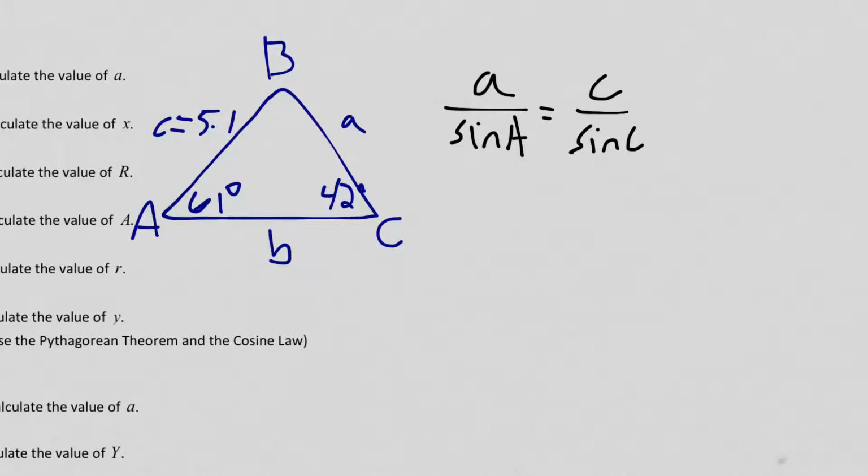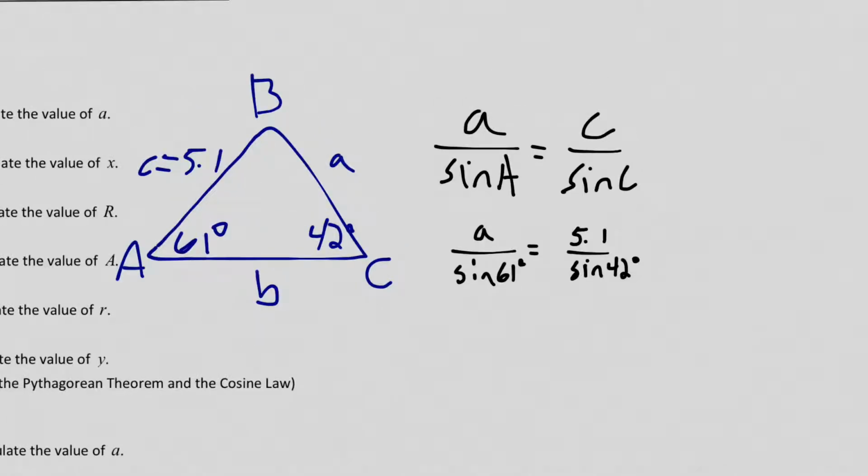The version of sine law I'll use is a over sine A is equal to c over sine C. The only thing that's important here for lining this up is to make sure that the known side and angle, the matching pair that you know, are together on one side of the proportion. Next, I fill in the information that I know. What I have is a divided by sine of angle A, which is 61, and then c, which has a side length of 5.1, over sine 42, which is sine of angle C.